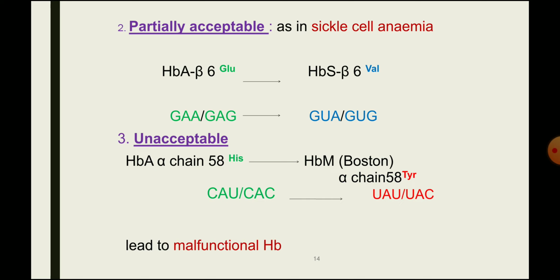So what type of mutation occurs in sickle cell anemia? The answer is it's a partially acceptable point mutation with transversion, that is, substitution by transversion. Here you can see in HbA, beta chain 6th position, there is glutamic acid. It is replaced by valine. So this is a polar amino acid replaced by a non-polar one. That is the change occurring in sickle cell anemia.